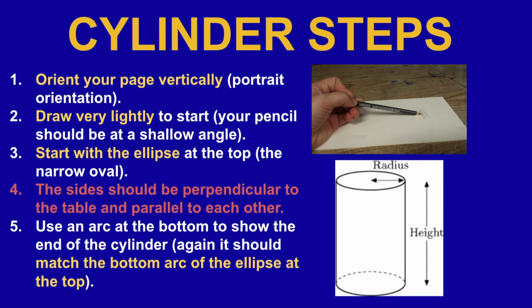When you start the cylinder, you really should start with the ellipse at the top. So you're going to start at the top of your page and work your way down. The sides of the cylinder, again, should be perpendicular to the table, and they should also be parallel to each other. And then we had talked about this just previously, that the bottom of the cylinder, that bottom arc, should match the bottom part of the ellipse that's at the top. What I'm getting at is this arc on the bottom of the ellipse and the very bottom of the cylinder, those two arcs should match.